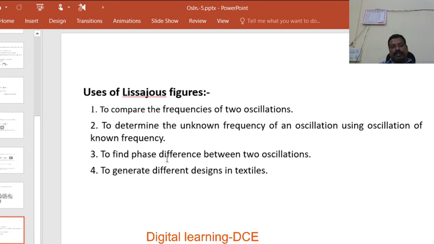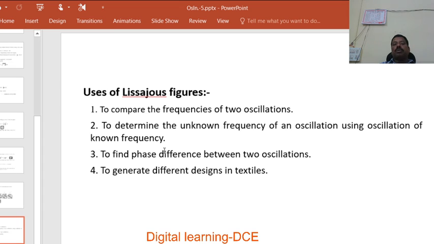Now we are going to discuss uses of Lissajous figures. First one, to compare the frequencies of two oscillations. We are using these Lissajous figures to compare the frequencies of two oscillations, to determine the unknown frequency of an oscillation using an oscillation of known frequency, and to find the phase difference between two oscillations. And the last one is to generate different designs in textiles. We are going to use these Lissajous figures.